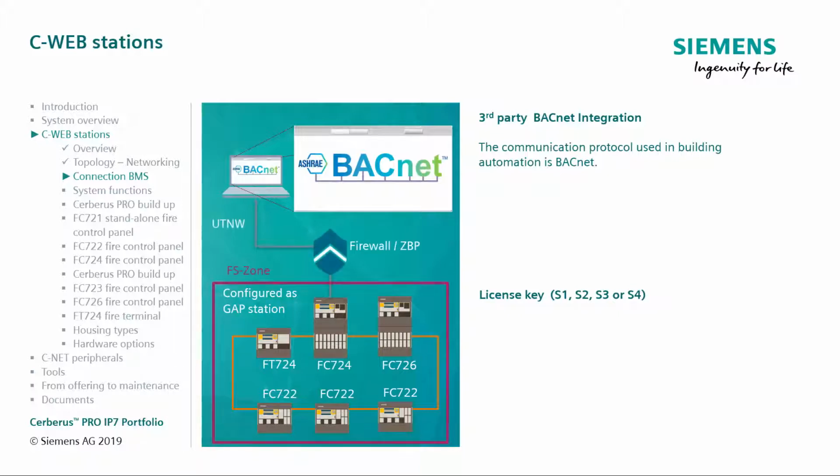If your management platform is connected via an untrustworthy network, you need a firewall as zone boundary protection to protect the C-Web from unauthorized access. For further information, please read the FS 720 Network Security Guidelines.